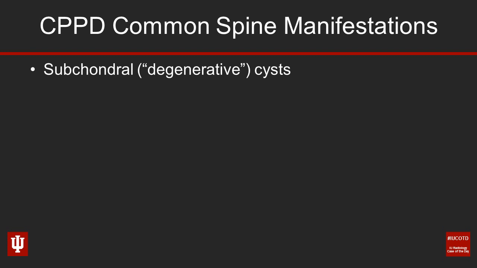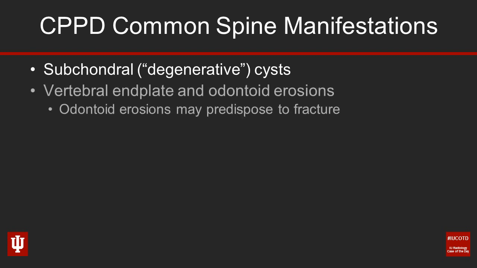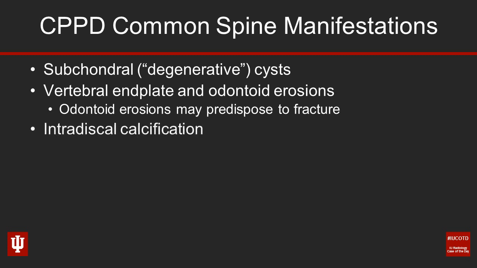We'll be on the lookout for those subchondral or degenerative cysts. It's oftentimes associated with vertebral end-plate and odontoid erosions, and those erosions can even set you up for fractures of the dens. You may see intradiscal calcification. This is something that probably gets called CPPD more commonly than it is, but certainly you can see it in the setting of CPPD. You'll also see facet disease with facet joint effusions and erosions.